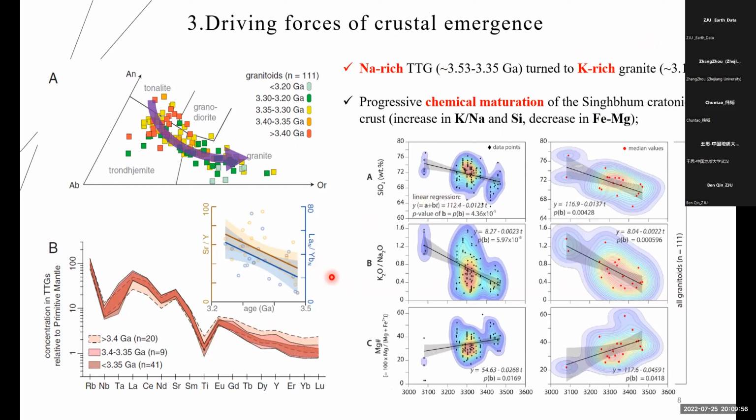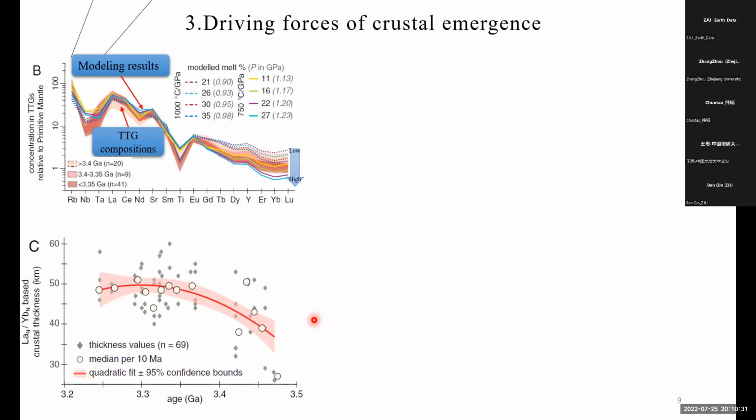Most intriguingly, they also found a higher HREE depletion with the age of this TTG, so it reflects that the crust may have thickened with age. So they also tried to find out the change of the thickness of this craton with time. They conducted petrochemical modeling.